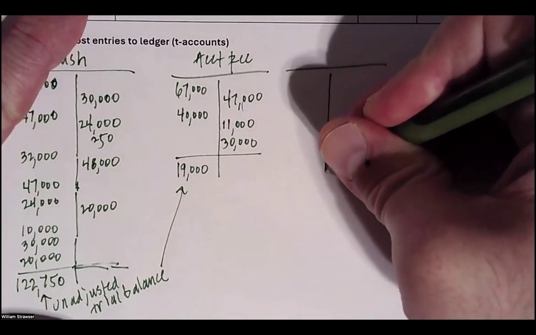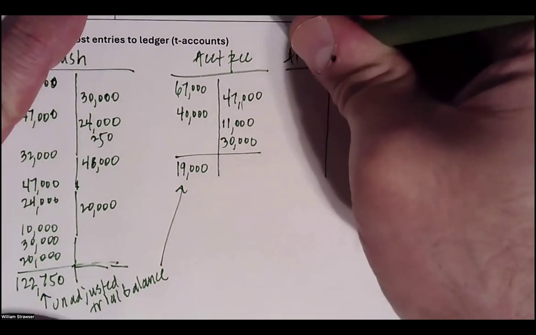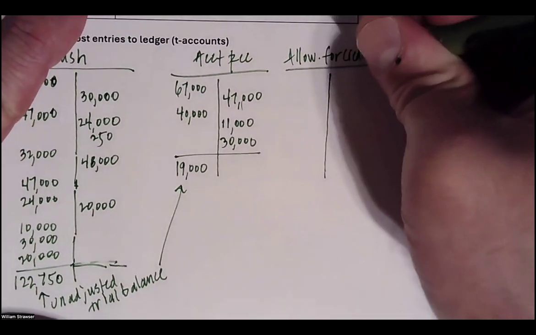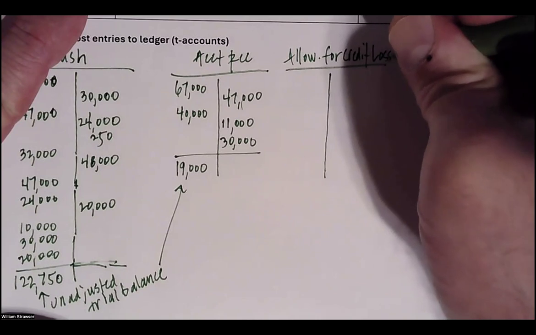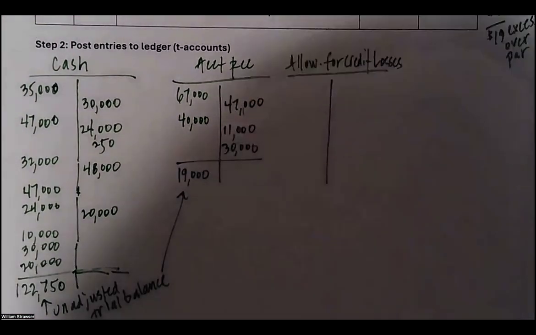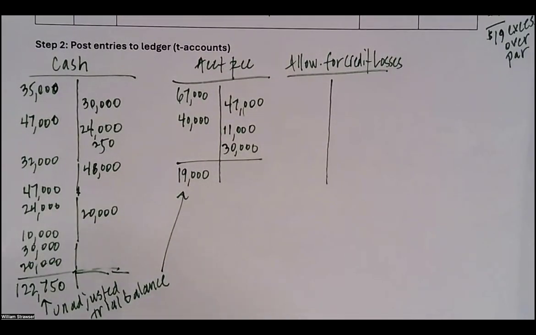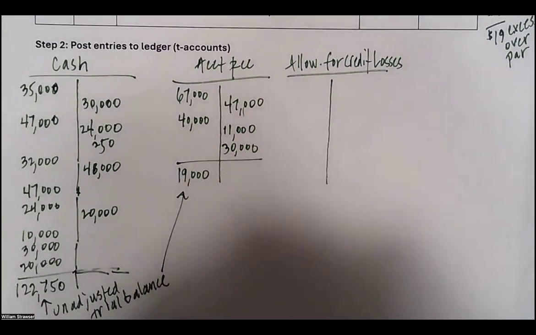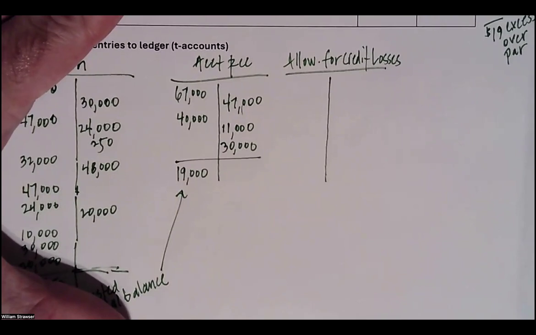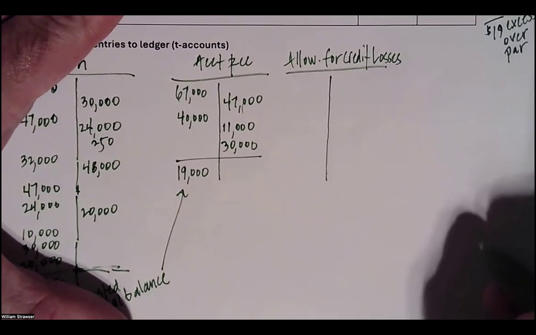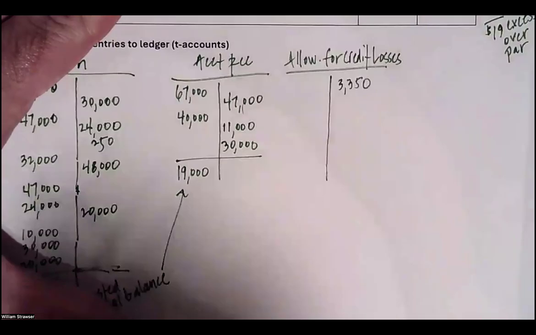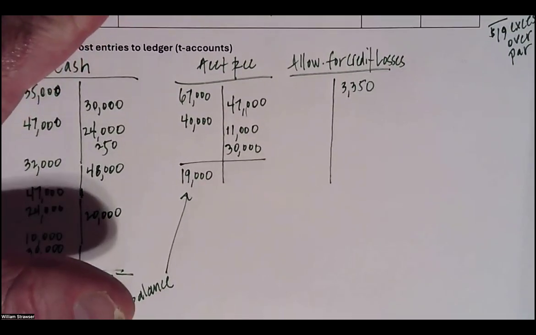You might have heard allowance for doubtful accounts or allowance for uncollectible accounts. Credit losses is staying in line with new FASB that changed some of the procedures for accounts receivable. So now a lot of companies are calling it allowance for credit losses instead of the other names, but they all mean the same thing. It started at a credit balance of 3,350.